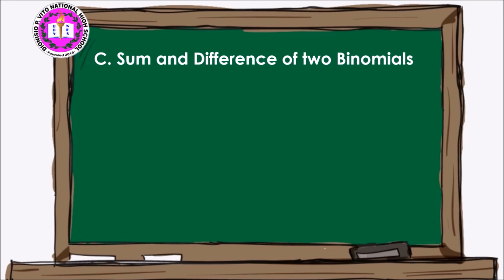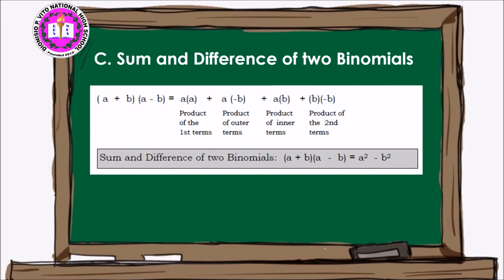Next is the sum and difference of two binomials. So we have (a + b)(a − b) is equal to a times a, which is the product of the first terms, plus the product of the outer terms, which is a times negative b, plus the product of the inner terms, which is a times b, plus the product of the second terms, which is b times negative b. So, for the sum and difference of two binomials, we have (a + b)(a − b) is equal to a² − b².